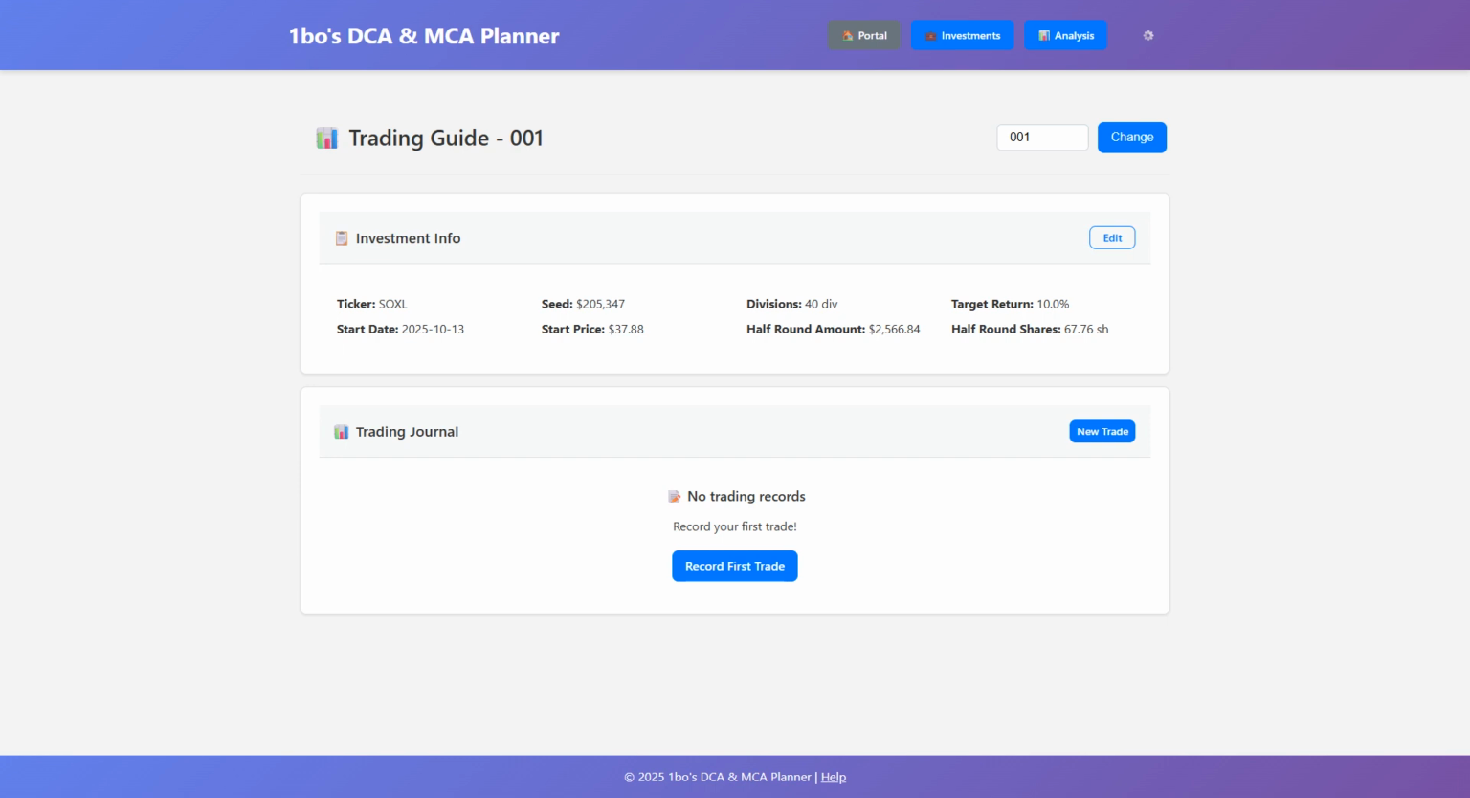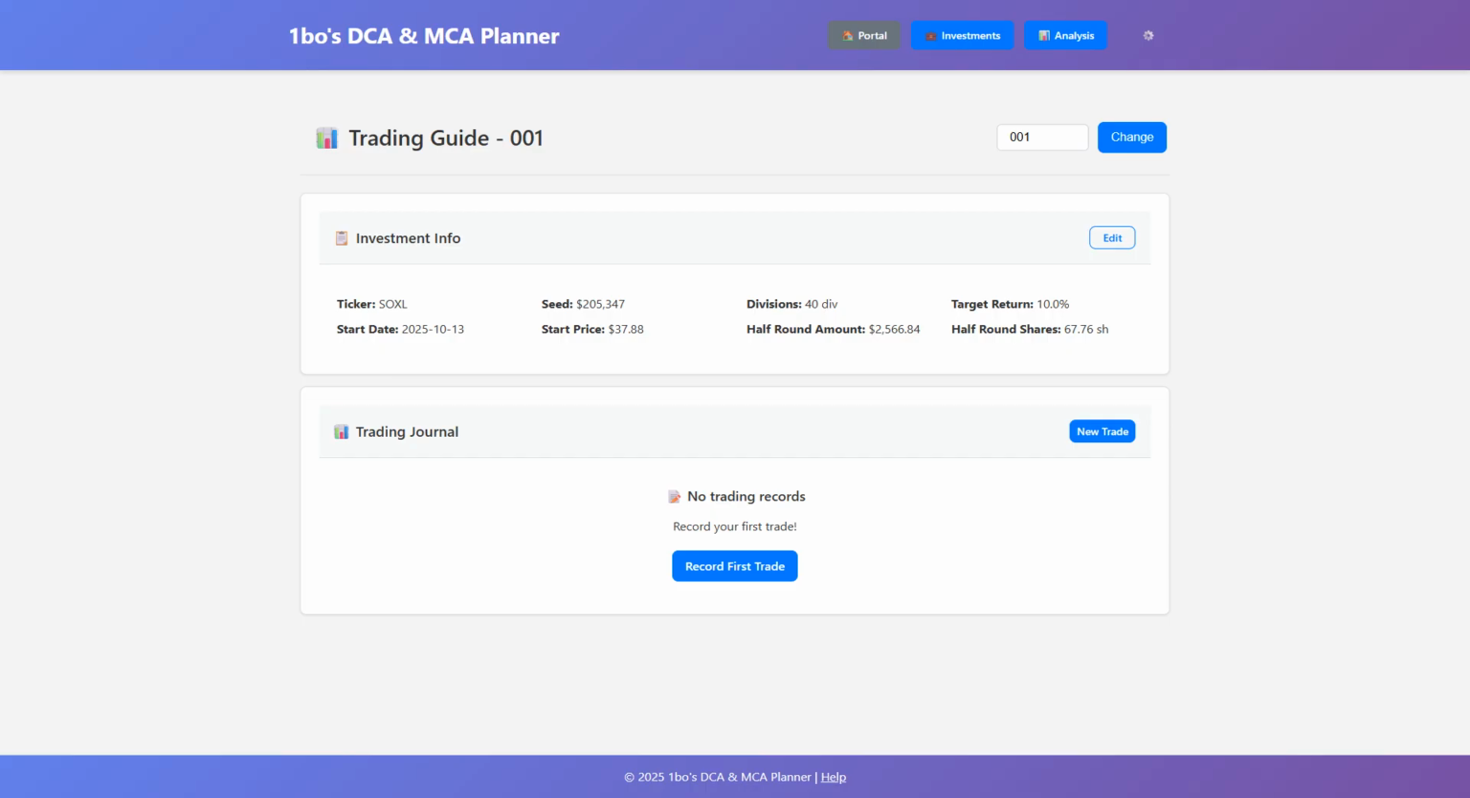Check the half-round share count on the info card, then place a limit on close buy order at the start price in your brokerage. If the closing price stays at or below your limit, the order fills. If it doesn't, update the start date and price next day and try again. Or simply buy at a specific limit price. That guarantees the investment starts. Once your first trade fills, enter the results here, and the planner creates your first DCA trading plan.